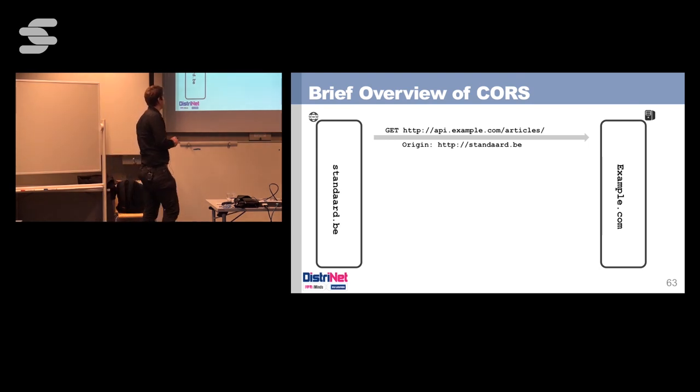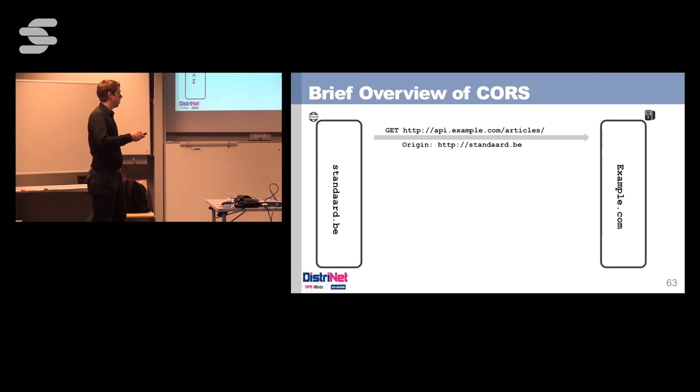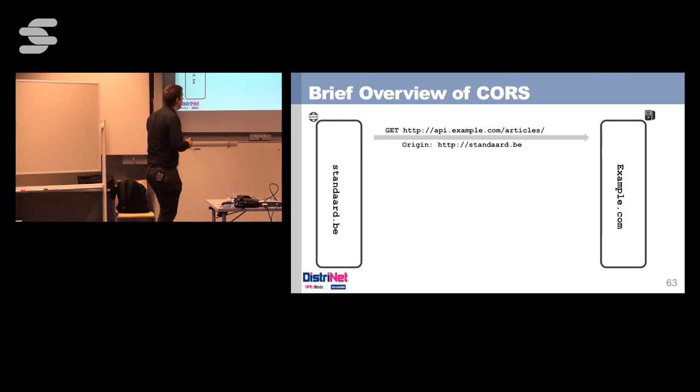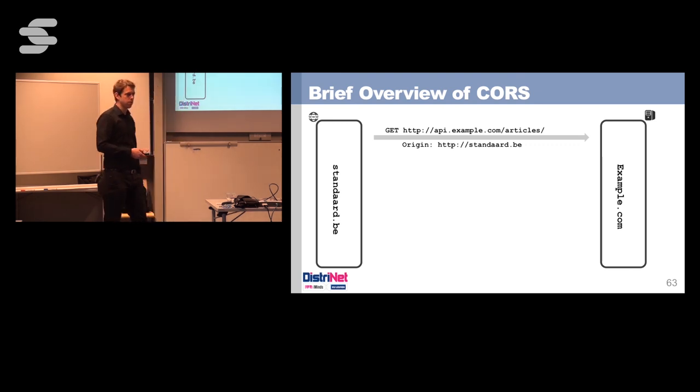So here, this could be, for instance, standard.be/latest-article, how much money do I make, for instance. That leaks some information. Here, it doesn't leak anything except that you were on the website, but that's what the server side needs to know to decide whether this request is allowed or not.